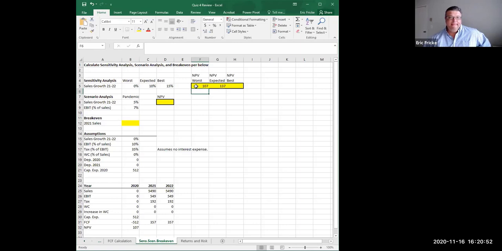Okay. Now we want to go through and look at the best case scenario and see what happens to the NPV. In that case, it's 15% growth. And then we pick up the NPV down here, and we see it's 152. So I'm going to put that in our table. So that is basically sensitivity analysis.